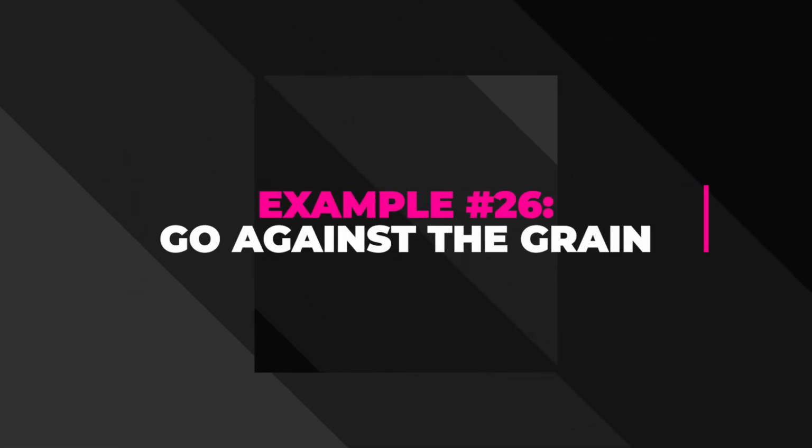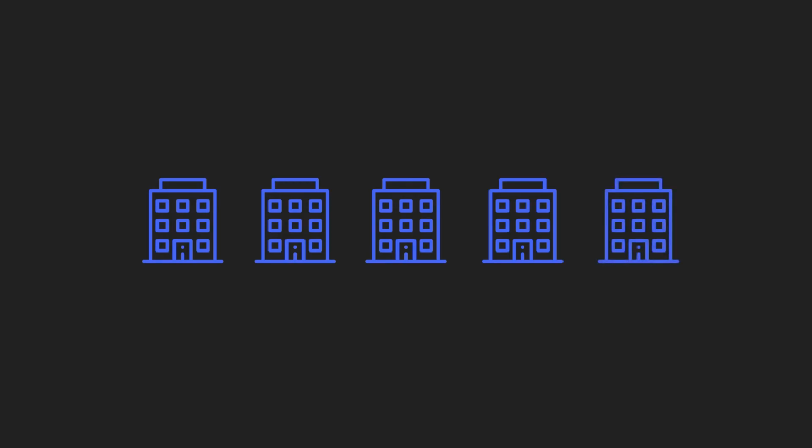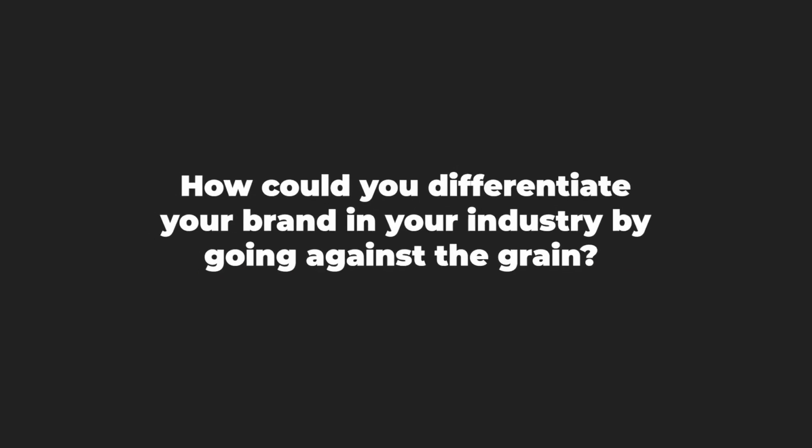And number 26, go against the grain. Now, most businesses within a given category often look or act the same. For example, the insurance industry is littered with brands with blue brand identities and overly corporate messages. So how could you differentiate your brand in your industry? By going against the grain in terms of visual appearance and going against the grain in terms of your messaging and your personality as well.